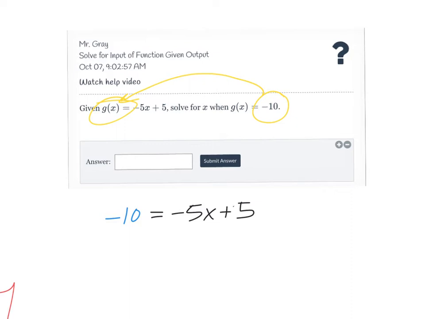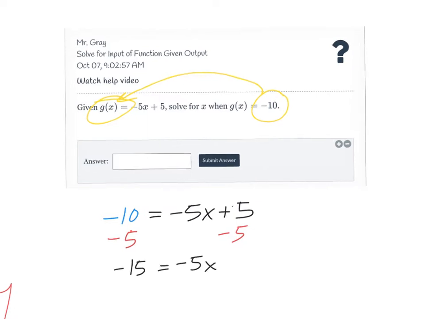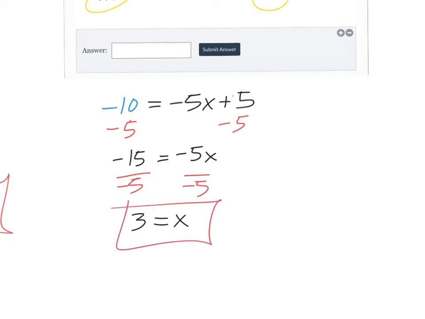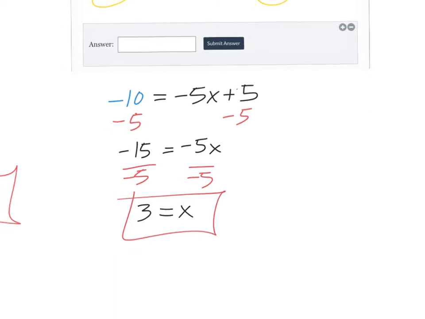All right, so quick solve here. Subtract 5 off of both sides. That's negative 15 equals negative 5x. Then we'll divide by negative 5, which gives us positive 3 equals x. So that would be our final answer here.